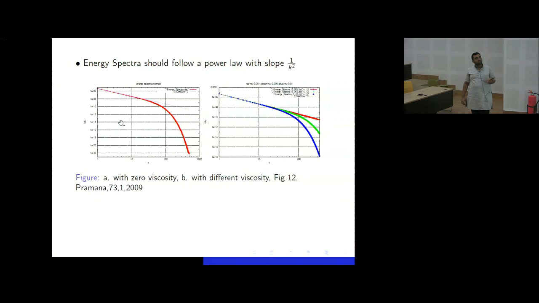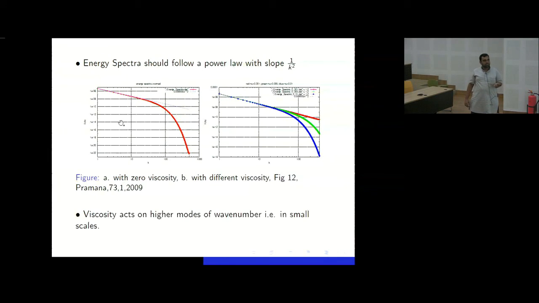So this is in one dimension. This falls as 1 over k squared, and if we keep on adding viscosity, the rate of falling increases at higher wave numbers. So we can say that viscosity acts on higher modes of wave numbers, that is, on small scales. Here viscosity has acted, and that has forced the full spectrum to come down.